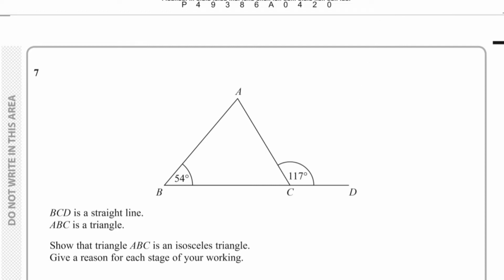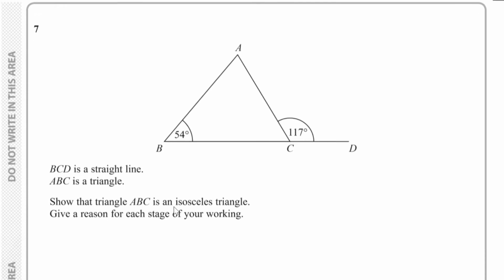Question number 7, BCD is a straight line and ABC is a triangle. We have to show that the triangle ABC is an isosceles triangle. Give a reason for each stage of your working. Well, what we can do first of all is find out what this angle over here is.